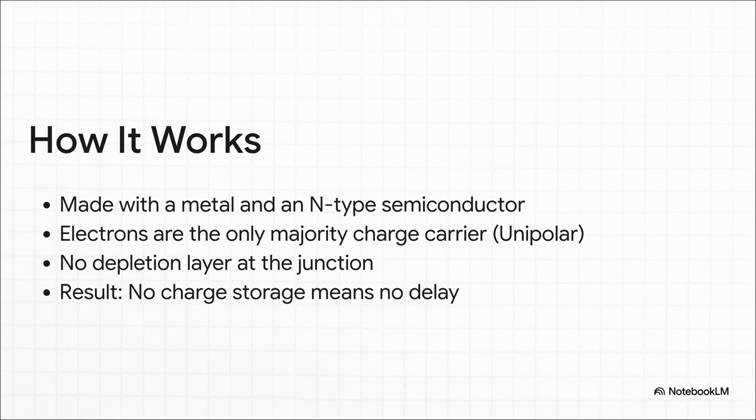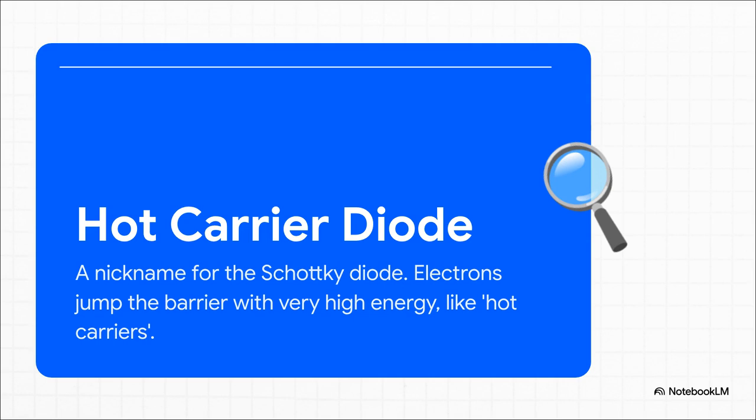Okay, so here's how that metal and semiconductor combo creates so much speed. In this design, it's really just the electrons doing all the work. Because the metal and the semiconductor both use electrons to conduct current, there's no mismatched area at the junction where charges can get trapped. No trapped charges means no traffic jam, and no traffic jam means no switching delay. It's really that elegant. This unique design also gives the Schottky diode a really cool nickname, the hot carrier diode. That's because when it's switched on, the electrons gain so much energy that they practically jump across the barrier into the metal. These super high-energy electrons are called hot carriers.